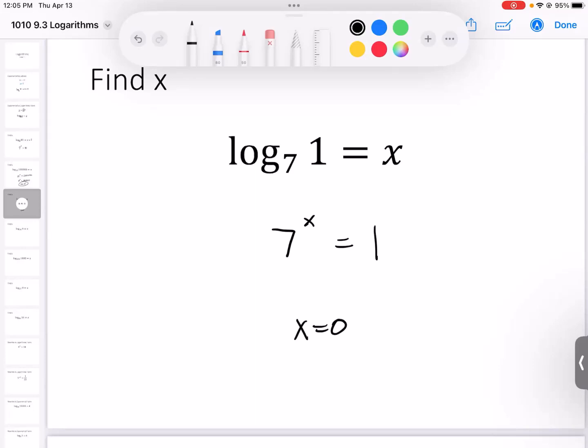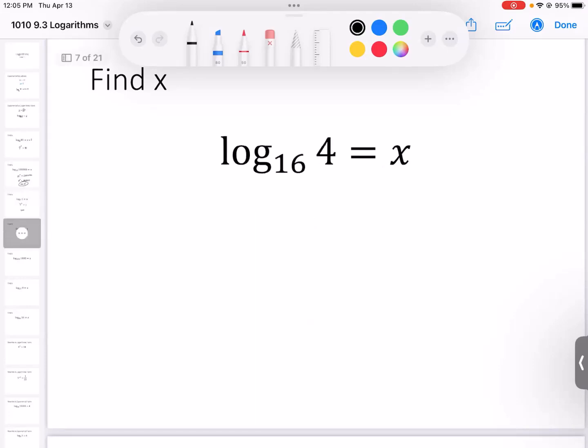Okay, awesome. Cool. So let's do another one then. On this one, we have log base 16 of 4 equals x. So go ahead and write on your paper what this would look like in exponential form. And if you want to, you can also find the answer, but start off by writing it in exponential form.